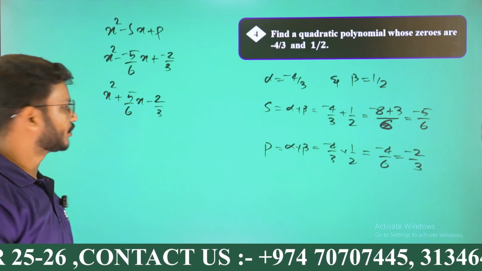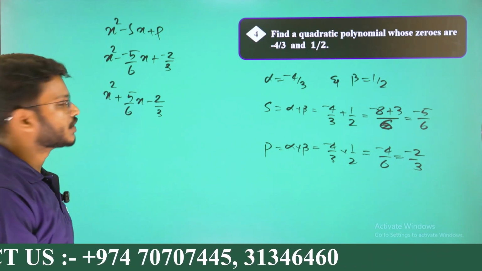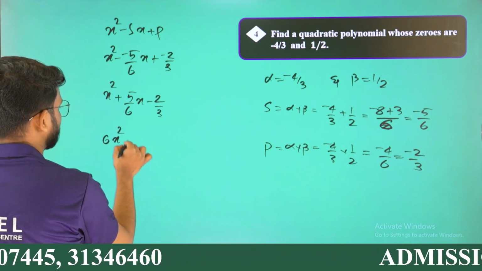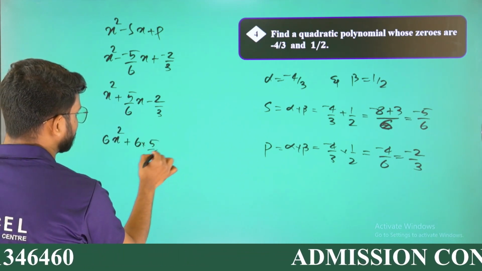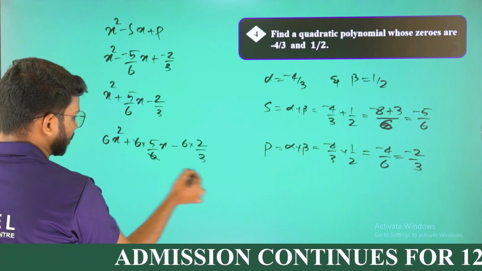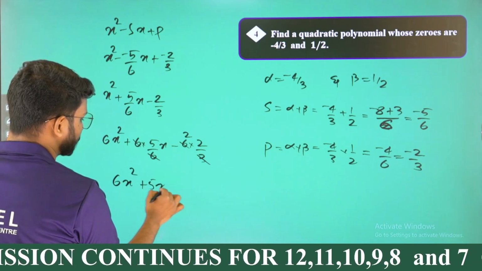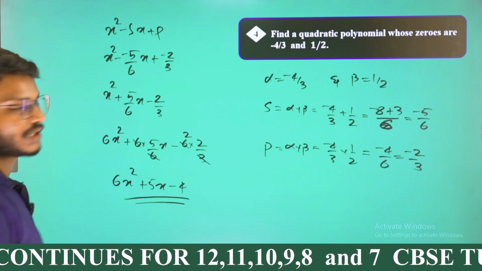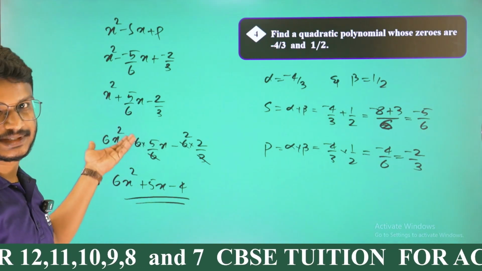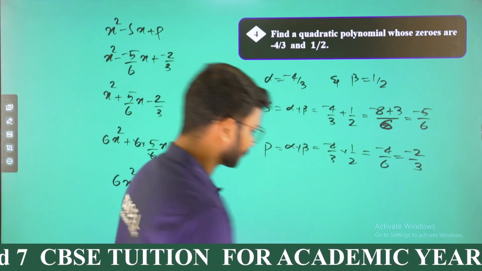But here we have to remove these fractions because this is not in the standard form. So we can multiply the whole equation by 6. It becomes 6x square plus 6 into 5 by 6 x minus 6 into 2 by 3. These 6s cancel out, and this cancels out 2. So 6x square plus 5x minus 4 is the required quadratic polynomial, right? Easy, right? Here 6 and 3 we can easily cancel with 6. That's why we multiply with 6. So let's move to the next question.